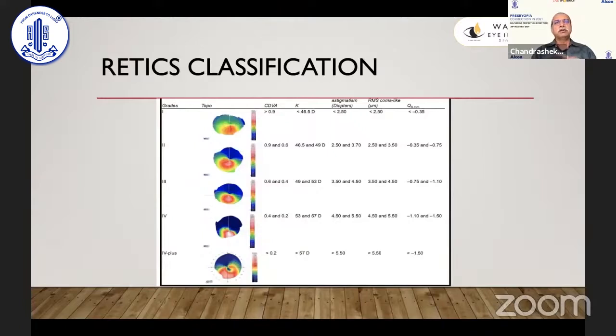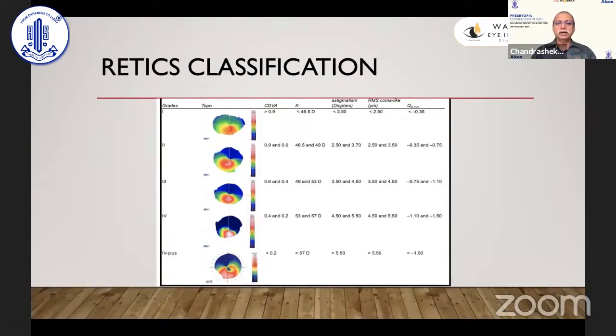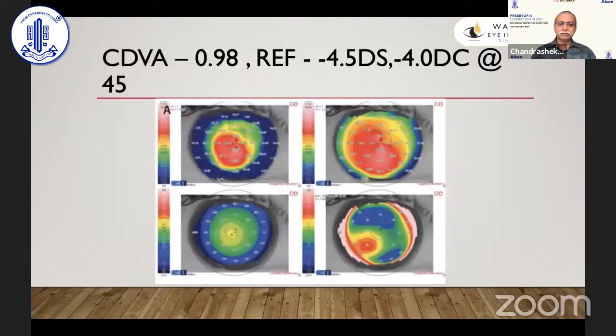Now, previously we have been classifying keratoconus or ectasia mainly according to topography. But now we have got different classifications, and one which I find best is Retics classification, because it's kind of holistic. It includes visual acuity, K reading, astigmatism, coma, as well as Q value. And just to give an example, this is a patient we had of keratoconus with a CDVA of 0.98 and a cylinder of -4. So, okay kind of a topography.